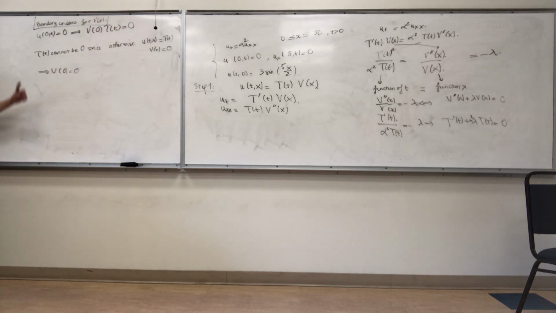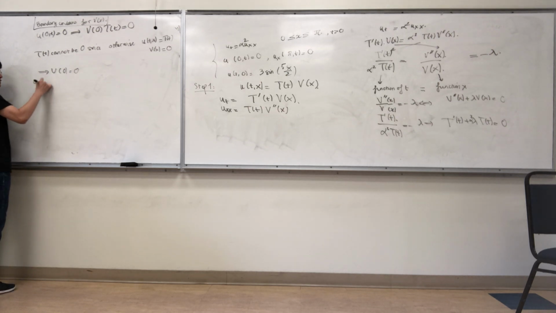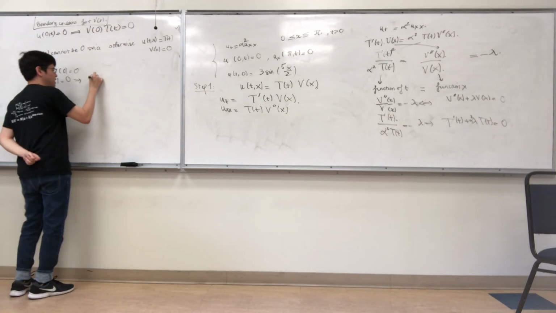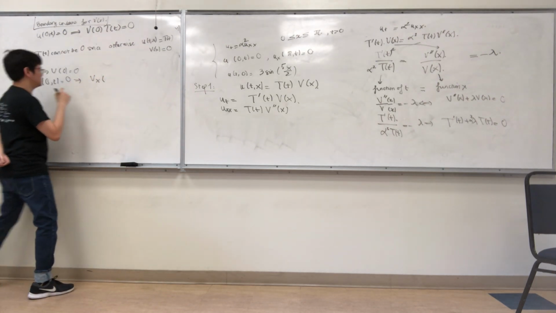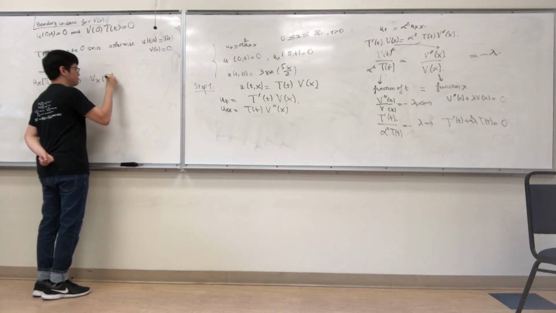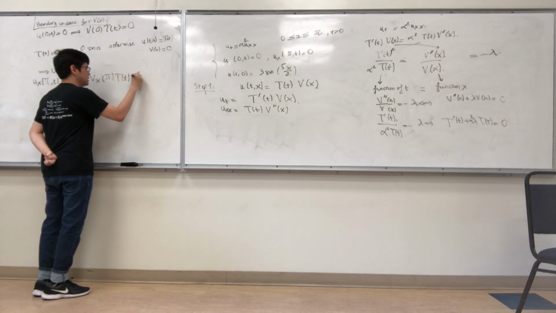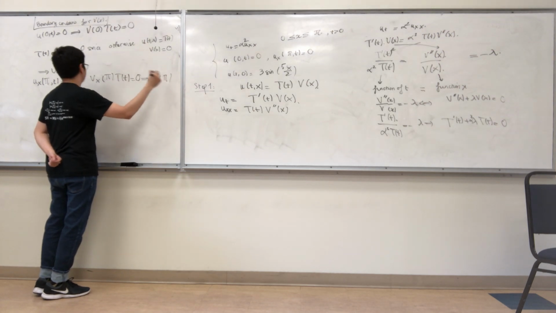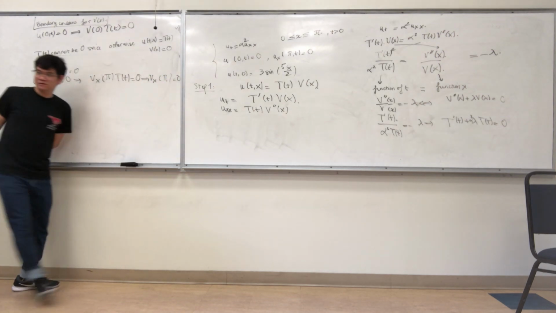Right? So now I'm gonna have to find the boundary condition at pi. So you have u_x(pi,t) is 0, which means that V'(pi)T(t) is 0, which means that V'(pi) has to be 0 by the same reason.